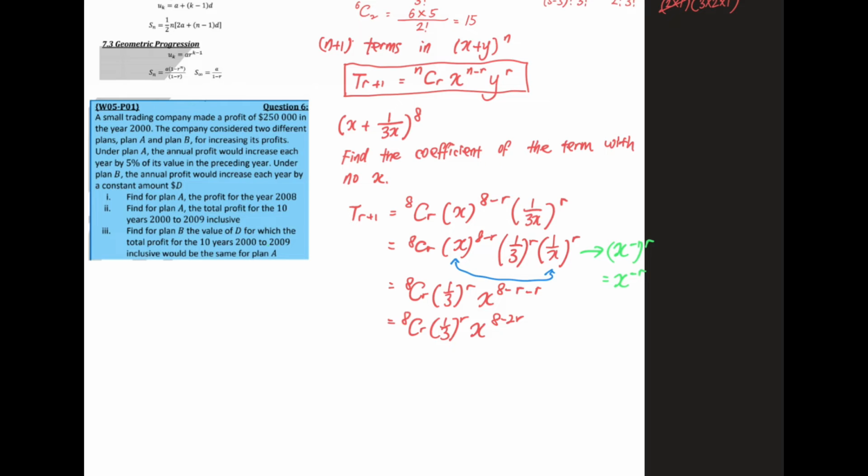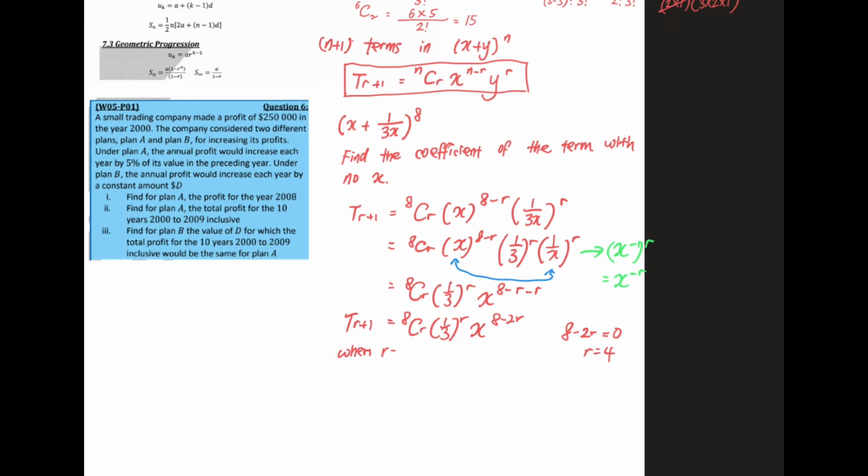We know that for the term with no x, the power should be 0. So this power should be 0. So 8 minus 2r is equal to 0, r is equal to 4. So when you know r equals 4, then we know this is T(r plus 1) after we simplify.